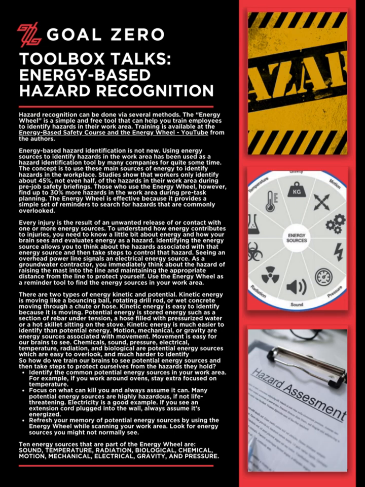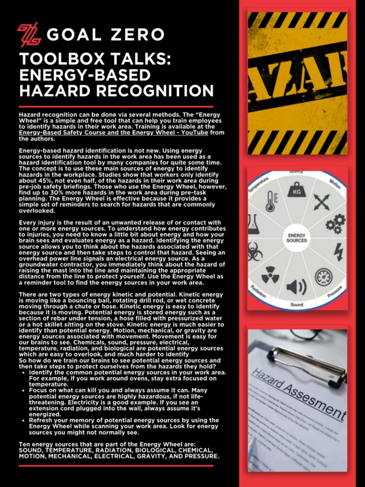Every injury is the result of an unwanted release of or contact with one or more energy sources. To understand how energy contributes to injuries, you need to know a little bit about energy and how your brain sees and evaluates energy as a hazard. Identifying the energy source allows you to think about the hazards associated with that energy source and then take steps to control that hazard. Seeing an overhead power line signals an electrical energy source. As a groundwater contractor, you immediately think about the hazard of raising the mast into the line and maintaining the appropriate distance from the line to protect yourself.